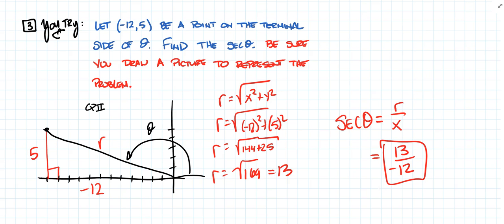Okay, hopefully you guys got the right answer here. I drew the problem in quadrant number 2. I went negative 12 to the left, and then I went 5 up. And so I found my r value by taking the square root of x squared plus y squared. I got a value of 13. And I asked you guys to find the secant only. So the secant of theta is the ratio of r to x. So that would be a value of 13 to negative 12. So the answer is negative 13/12.